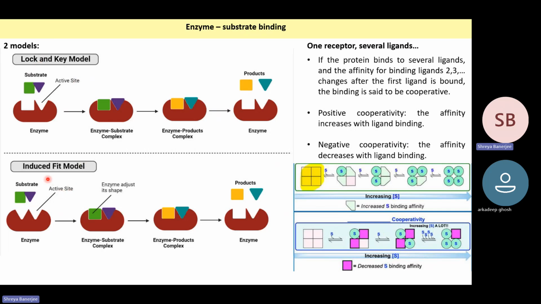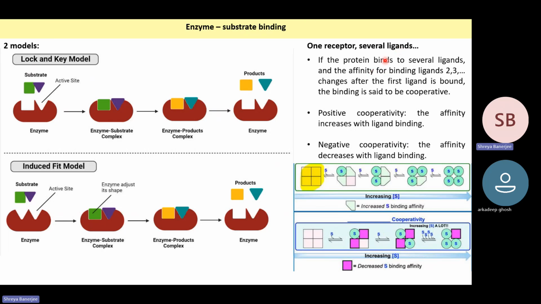Another is the induced fit model, where depending on the substrate, the enzyme can adjust its shape. So the enzyme has a certain flexibility, in which the enzyme can adjust its shape to fit the substrate, and then the products are formed. So this is a more flexible model, and the fit is induced. So depending on the shape of the substrate, the enzyme can change its shape.